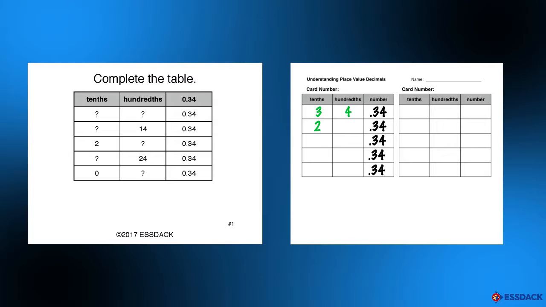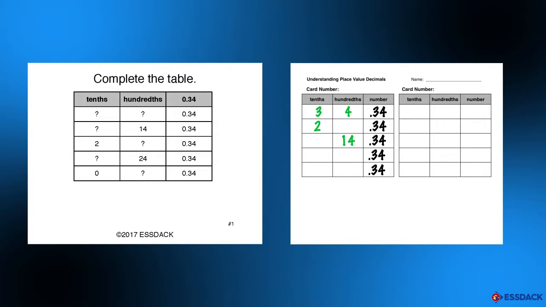The next one, I say, what if you have 2 tenths? Then how many hundredths do you need? So it's the reverse of the previous problem, but some may notice, and that's really good, that we have that flexibility going both ways. Right. The next one, I say, what if there's 24 hundredths?